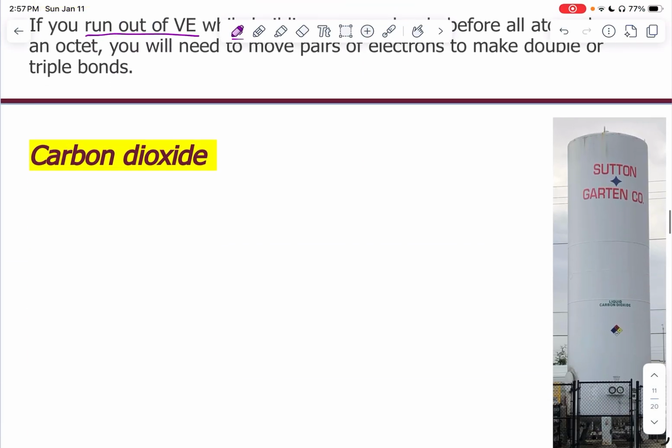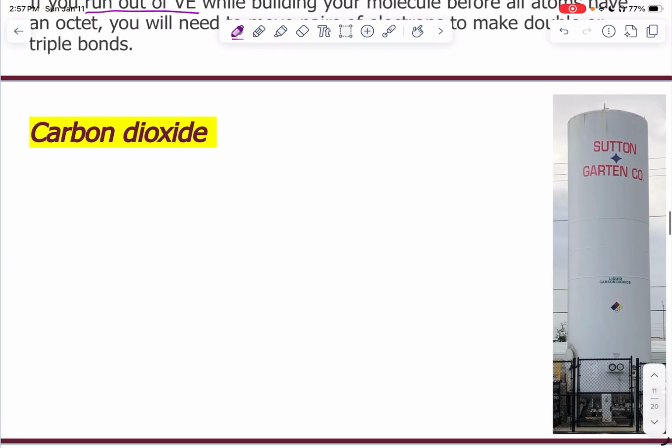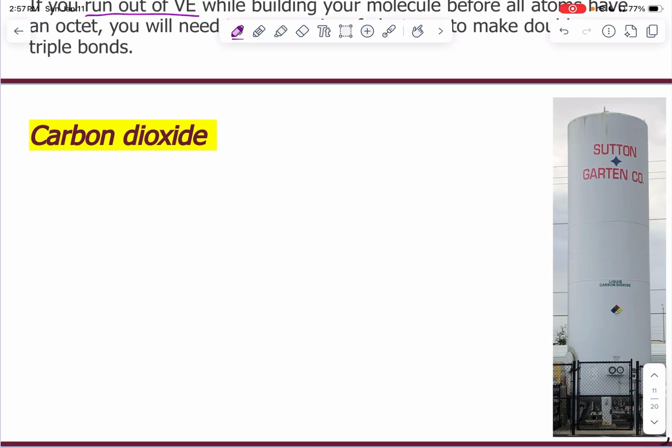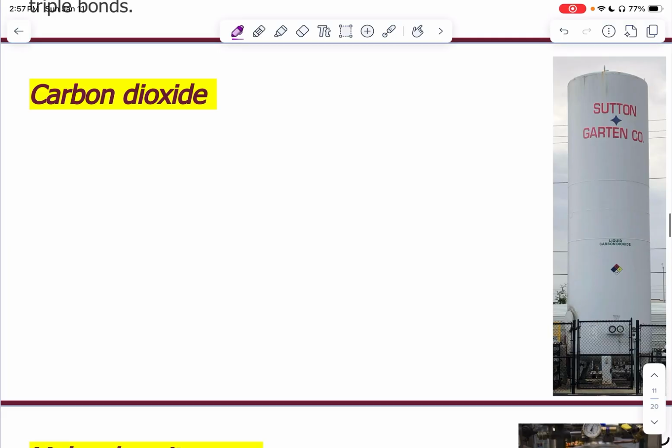So let's start with a picture of carbon dioxide. We know its formula from its name: CO2, 1 carbon, 2 oxygens. We're going to start the same way. We're going to count up all those valence electrons. Carbon has 4, oxygens each have 6. I add that all together. Let's see, what is that? 16. So we have 16 valence electrons.